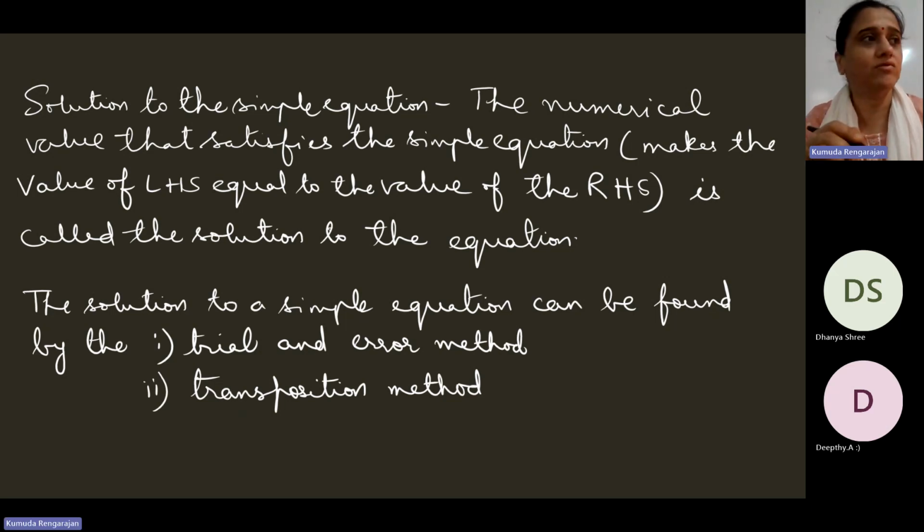Now, what is the meaning of this word satisfies? That is that value which makes the value of the left hand side equal to the value of the right hand side. And now, how do we find the solution to a simple equation? We learn it under two methods. The first one is the trial and error method. The second one is the transposition method, or transposing.